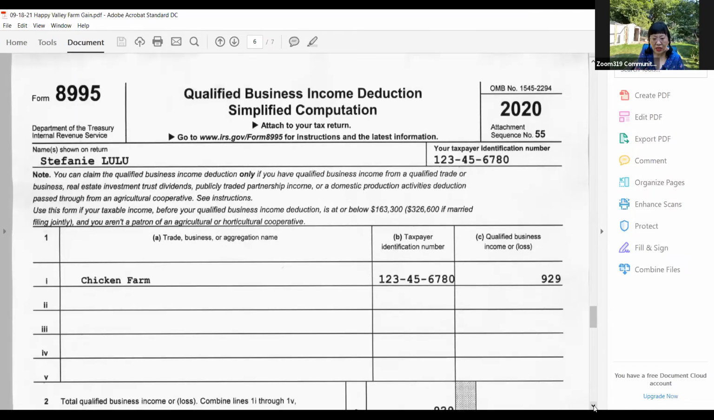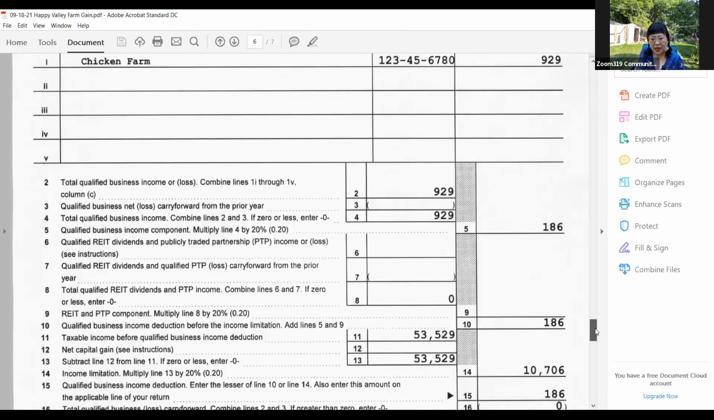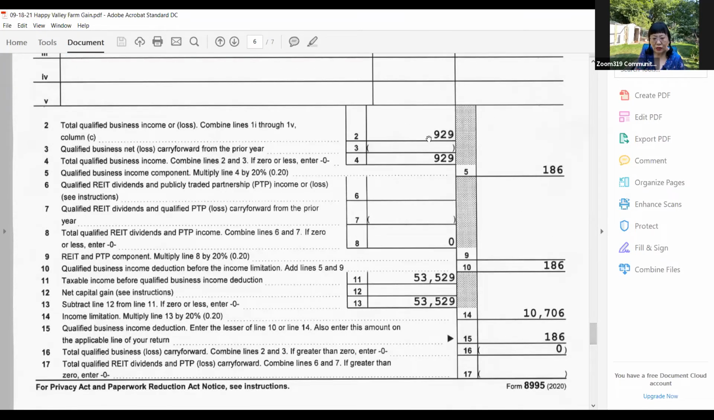So I bring out this sheet because I want you to know. Remember the chicken farm, the qualified income is 929. Do you remember how that dollar amount came about? That came about from 1,000 minus $71. You remember that is the deduction for half of the self-employment tax. So that is the 929. That's where that number comes from. And if you do 20% of that 929, I think that gives you 186. So 186 is subtracted to get our taxable income.